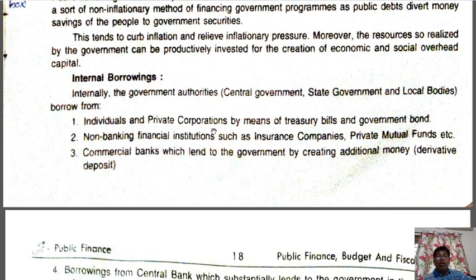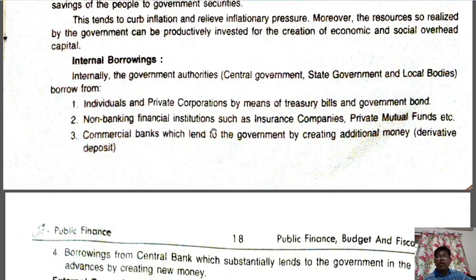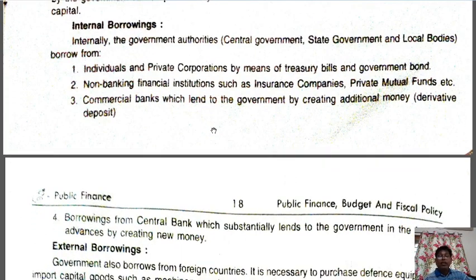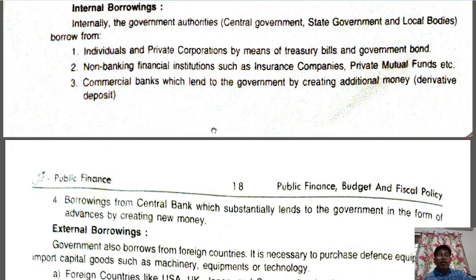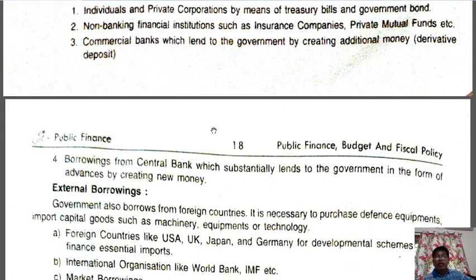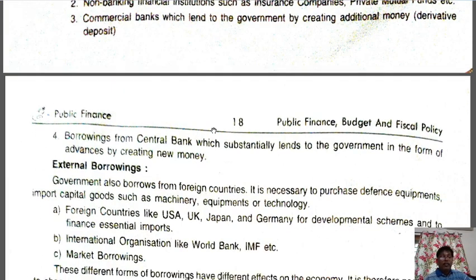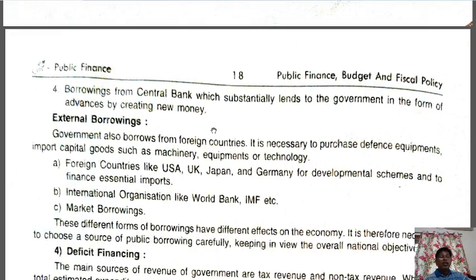Internal borrowing is from government authorities, central, state, or local government bodies, and from private corporations by means of treasury bills and government securities, from non-banking finance institutions such as insurance companies and private mutual funds, etc., and from commercial banks. The government also borrows by creating additional money, through borrowing from the central bank in the form of advances, creating new money. This is a type of internal debt.